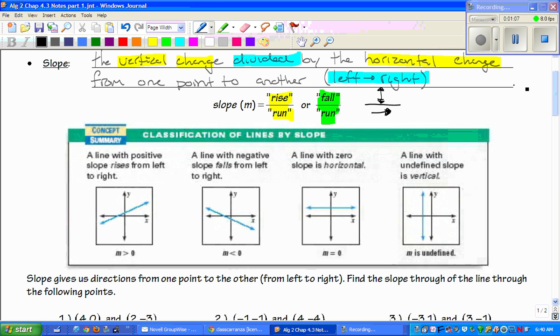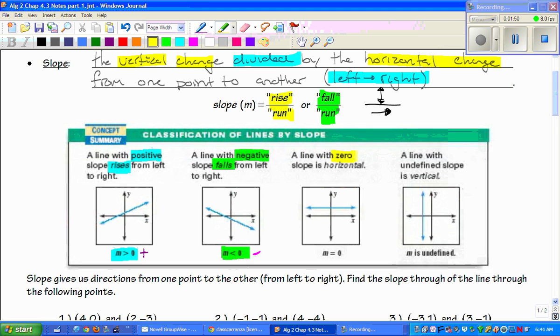This is going to be a graph that you're going to need to know. This helps us remember what each of the slopes mean. Our first one is a line with a positive slope, rises. You can see that from left to right, it's going up. And that's anytime m is greater than 0, which means that it's a positive number. Our next one's a line with a negative slope, falls. See how this one is going down from left to right? That's when m is less than 0, or negative.